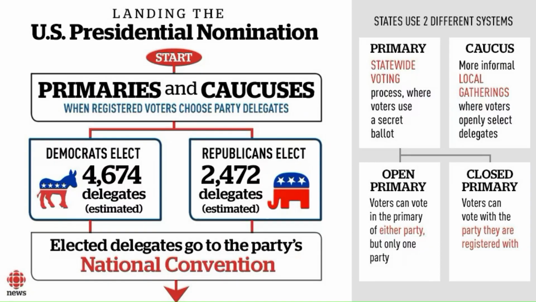Some states hold only primary elections, some hold only caucuses, and others use a combination of both. For president, a state's primary election or caucus is usually indirect. Instead of voters directly selecting a particular person running for president, they determine the number of delegates each party's national convention will receive from their respective state. These delegates then in turn select their party's presidential nominee.